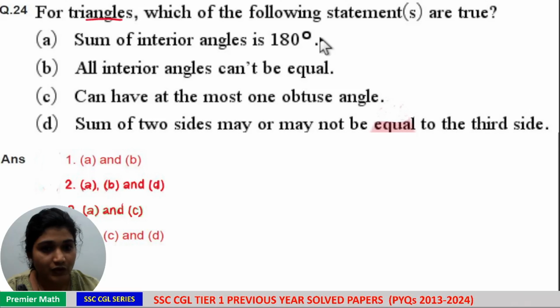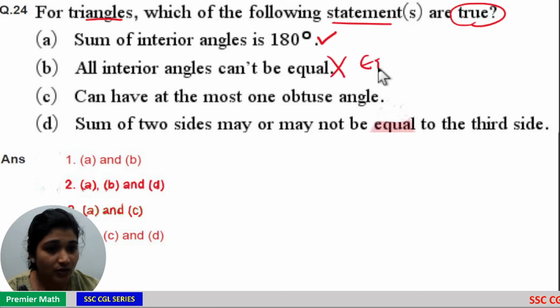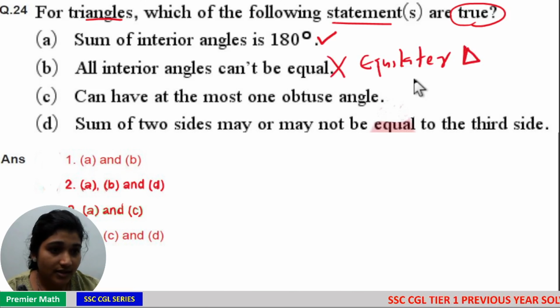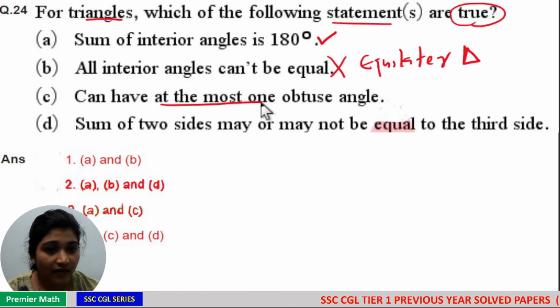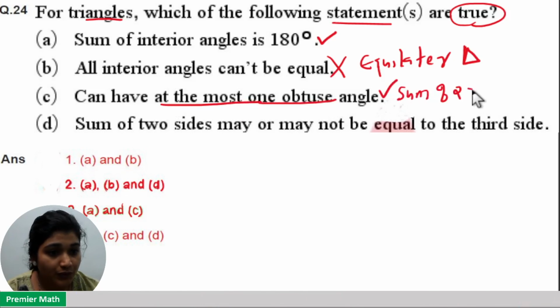For a triangle, which of the following statements are true? Sum of interior angles is 180 degrees, that is correct. All interior angles can't be equal, that is wrong, because in an equilateral triangle all the angles are 60 degrees. Can have at the most one obtuse angle, that is correct because sum of two obtuse angles is always greater than 180 degrees.